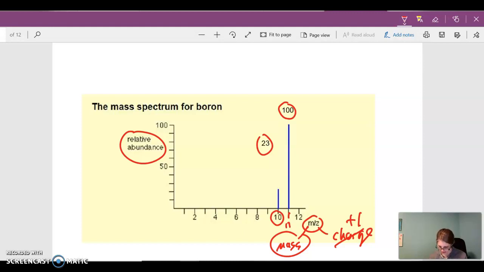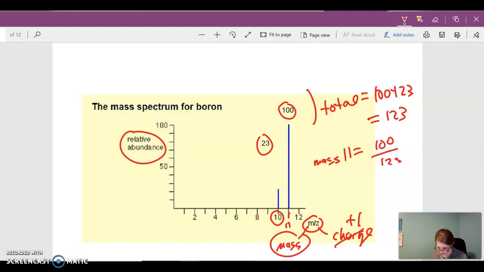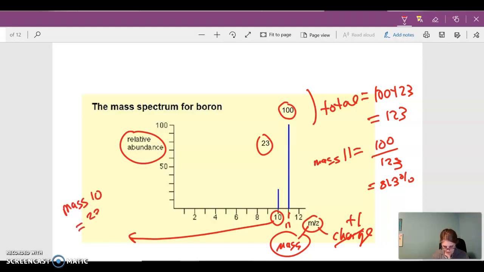They're looking at numbers. Now I need to change this into percentage. So my total here is going to be 100 plus 23, which is 123. Which means when you have a mass of 11, your percentage of having a mass of 11 out of this mass spectrum is going to be 100 out of 123. And that math for me is 81.3%. If you're going to have this mass of 10, then that percentage will be 23 of the atoms out of 123 atoms, which gives you a percentage of 18.7.